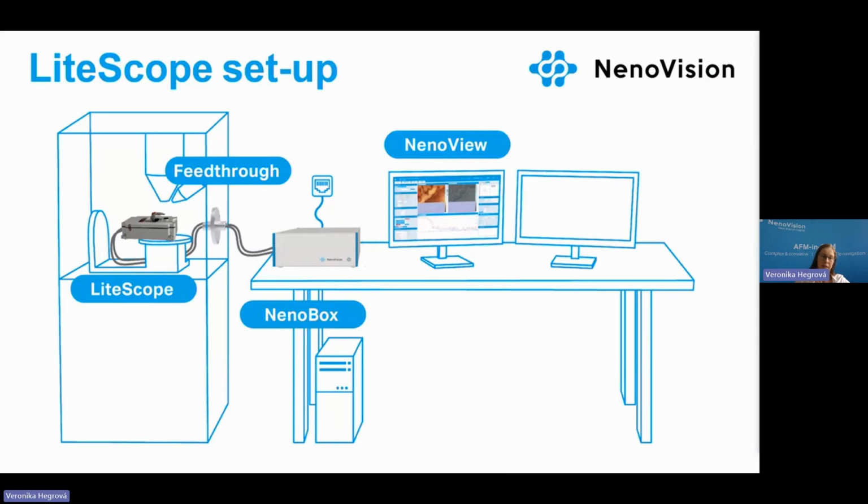Let's go outside of the SEM chamber, how the setup for the AFM-in-SEM looks like. So the two cables from the LiteScope head are going via flange to our control unit Nanobox, which is connected to SEM PC and SEM detectors. And the software is running within the control unit, so no installation is needed, and everything is then operated from the SEM PC, both the AFM UI and SEM UI.